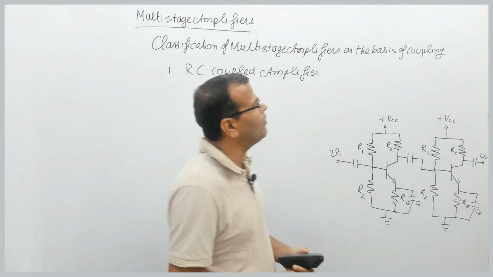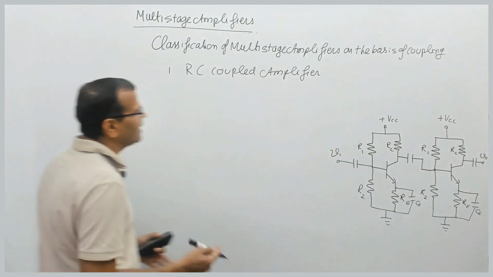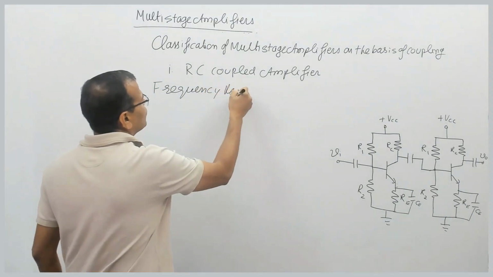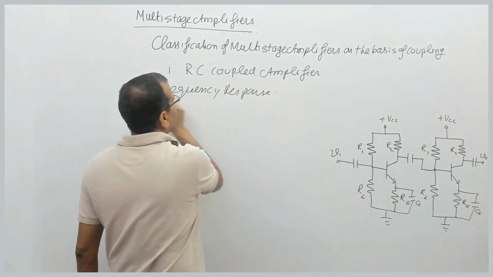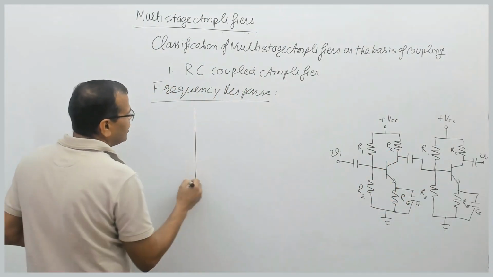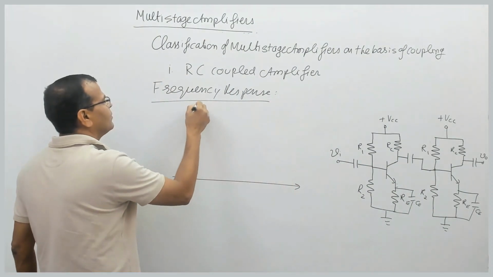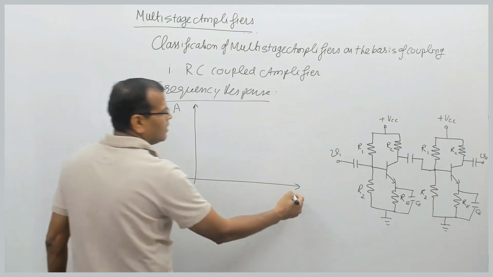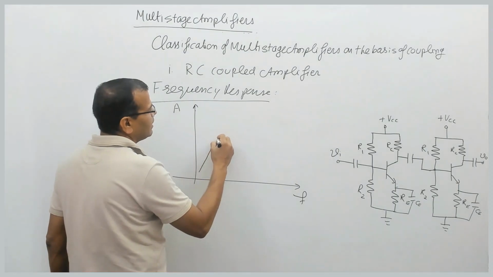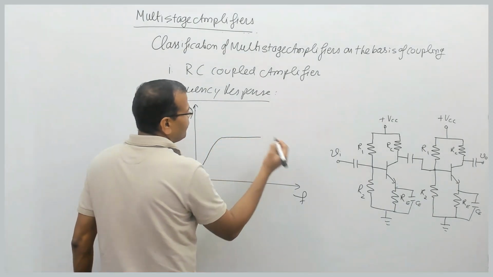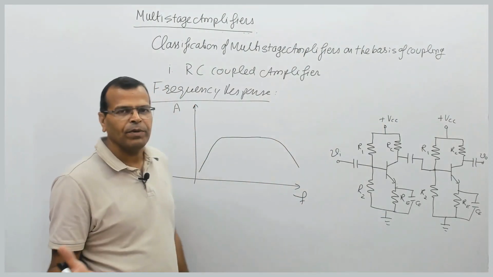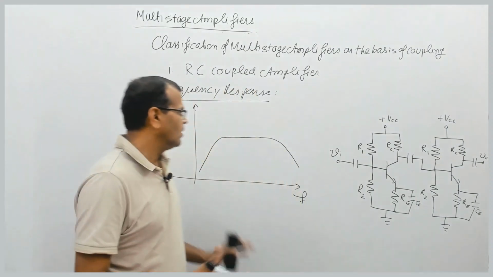But before we talk about advantages and disadvantages, I will be talking about the frequency response of this amplifier. This is the circuit diagram you should remember, that is the RC coupled. In the frequency response, there is a very interesting curve. This is the overall gain of this amplifier. This is frequency. At low frequencies, its gain increases with frequency like this. It becomes constant after certain frequencies and then starts reducing like this. This is the frequency response of any amplifier. Fine. This is important.